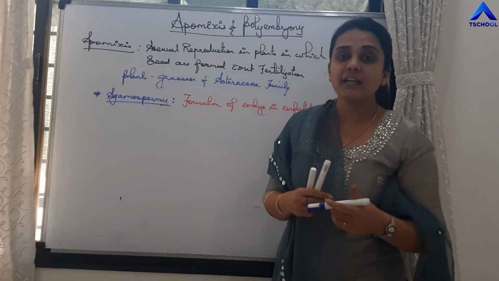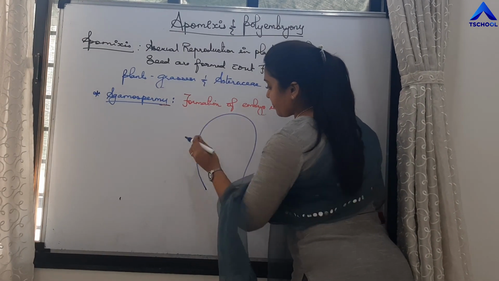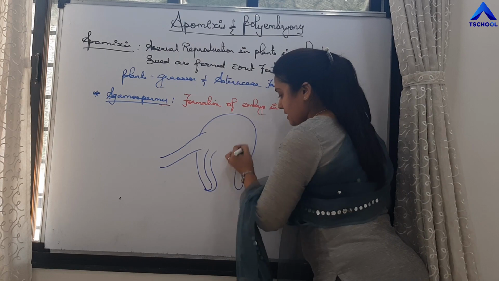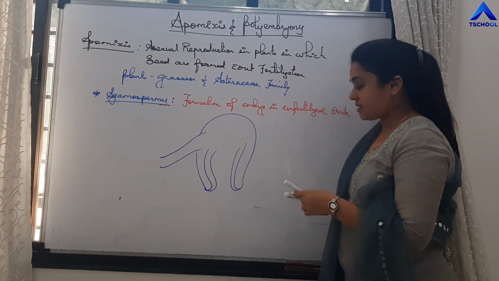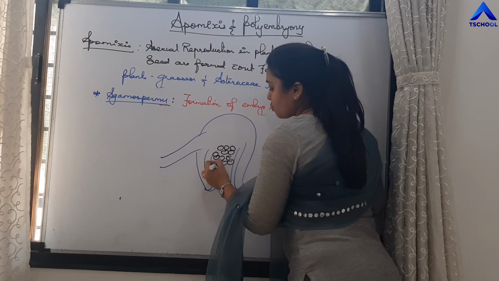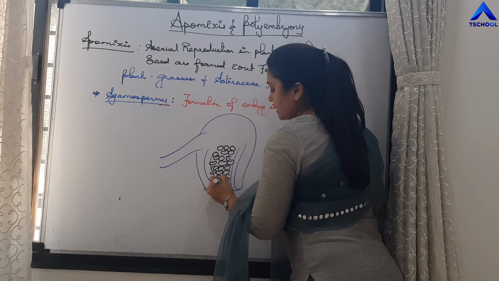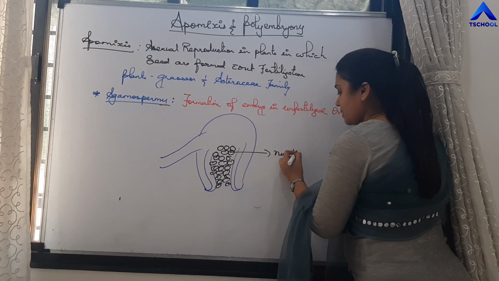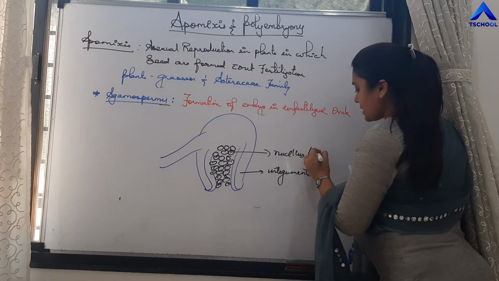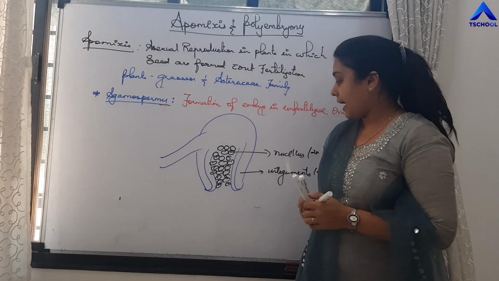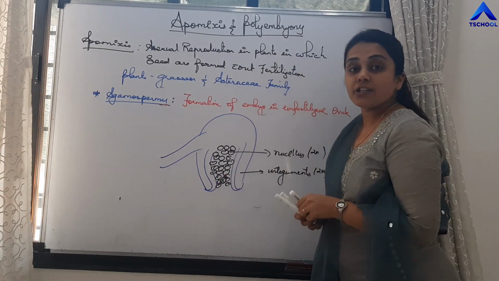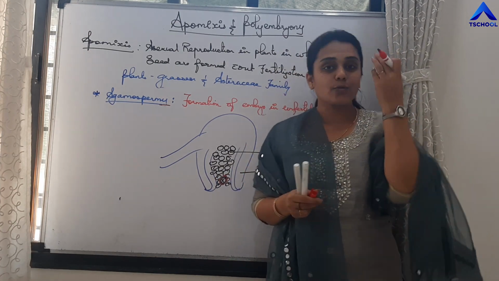So if we quickly recollect the structure of the ovule, then we know that a typical anatropous ovule consists of integuments. So these are the integuments, the cells are diploid cells, and inside there is the mass of the cells. That mass of the cells is called as nucellus. All of the cells are diploid cells. So these are the cells of nucellus, and these are the cells of integuments. All the cells are diploid cells, right? And from this, any one of the cells is going to function as a megaspore mother cell, and from that an embryo sac is going to be formed, right?